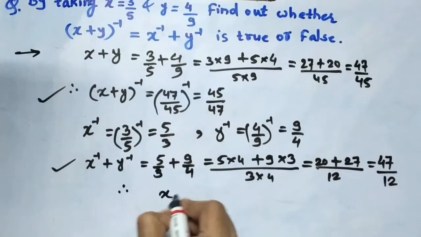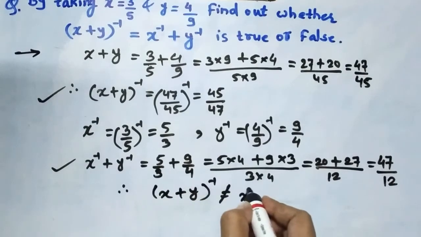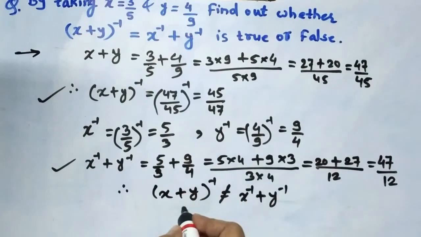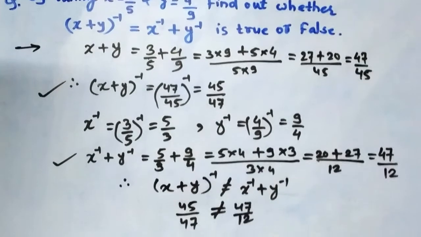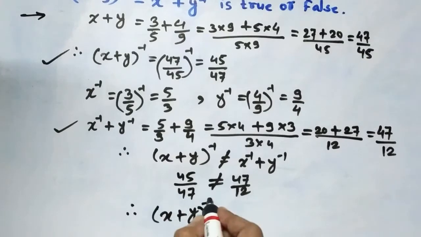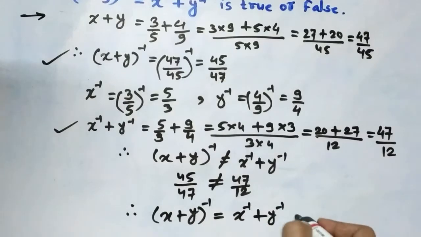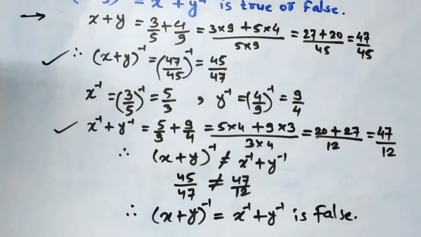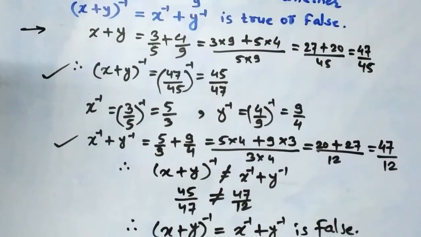So this shows that the reciprocal of x plus y is not at all equal to the sum of the individual reciprocals. Why? Because this value is 45 upon 47, which is not equal to 47 upon 12. So what we are going to represent? The given statement, that the reciprocal of x plus y is equal to the reciprocal of x plus the reciprocal of y, is a false statement, because we have checked it and reached the final conclusion.